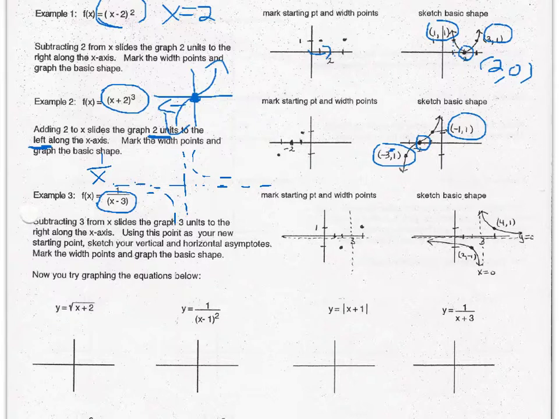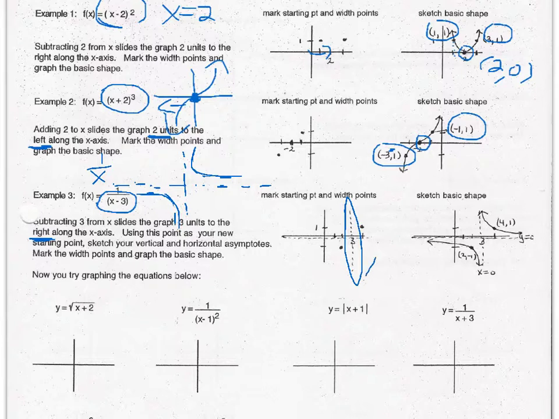So we have top right, we have bottom left, and it doesn't hit the x and the y-axis. But now since it's minus 3, I move this 3 units to the right. The only thing that changes is the VA. If you slide a horizontal asymptote to the right, it's still the same. So now you can see this is what changes right here.